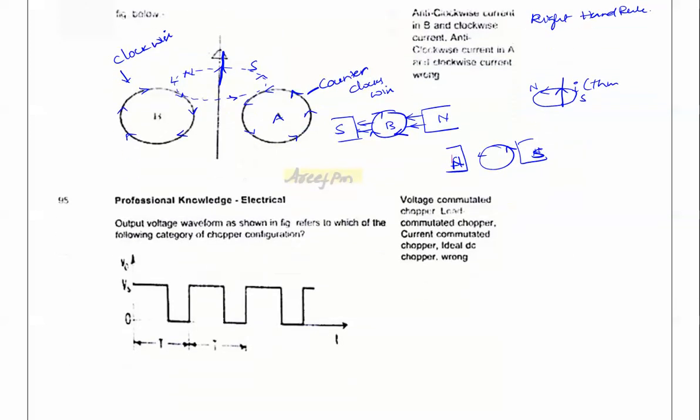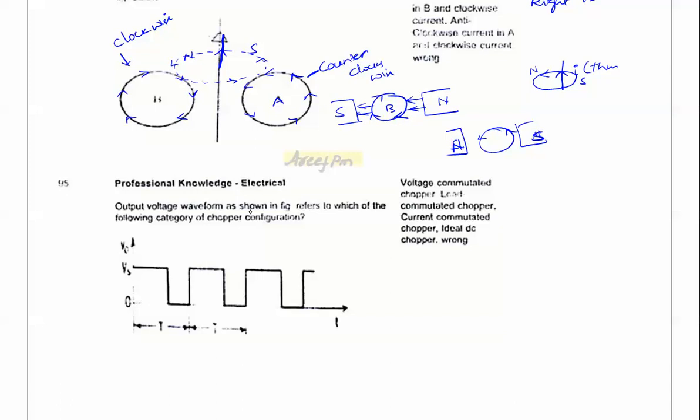So next question here. The output voltage waveform as shown in the figure refers to which of the following category of chopper circuit? So this category of choppers will have an ideal chopper. It's a straightforward question.